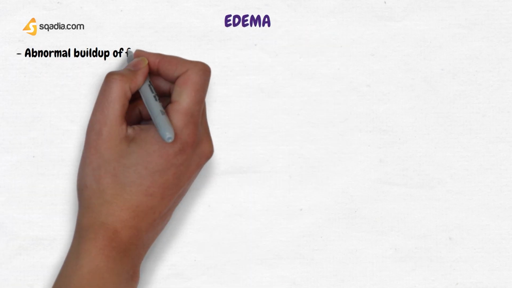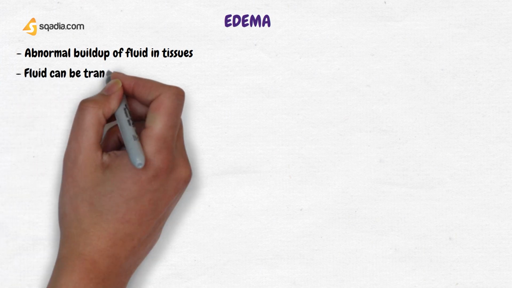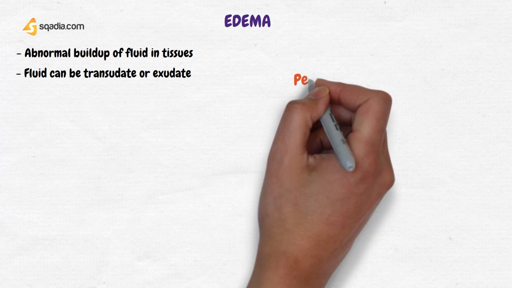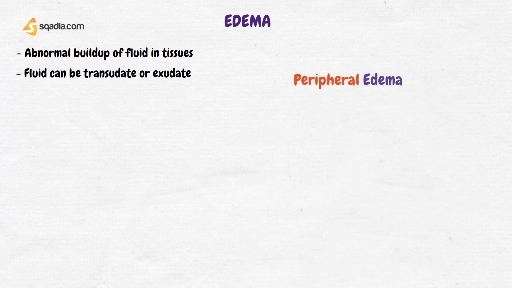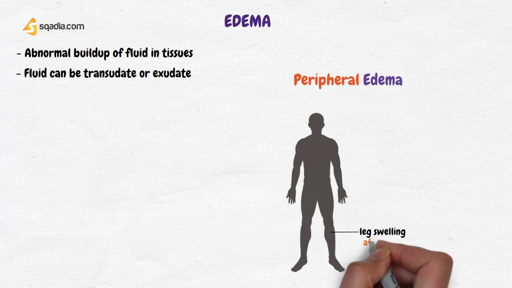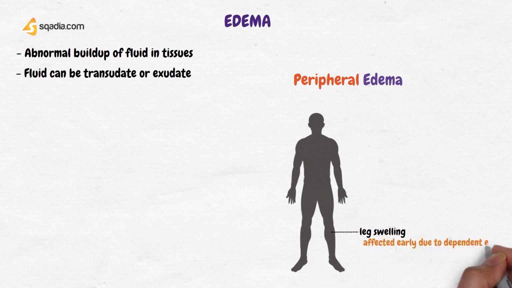Edema refers to the abnormal buildup of fluid in tissues. The fluid itself can either be a transudate or an exudate, which I'll explain in a bit. Our focus today will be on peripheral edema, which starts first in the legs as it is dependent. Dependent edema is one that is affected by gravity.